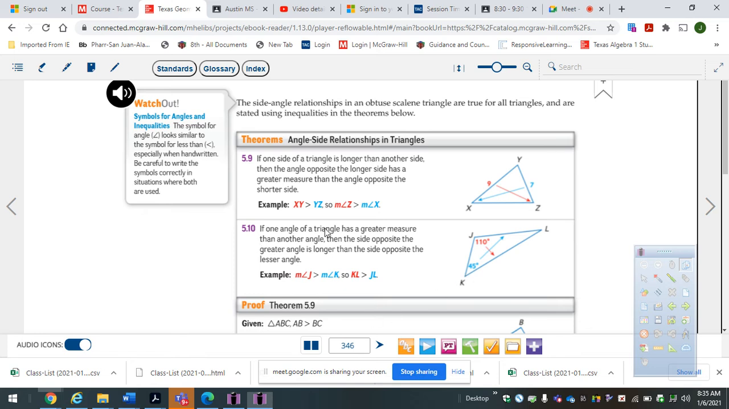If one angle of a triangle has a greater measure than another angle, then the side opposite the greater angle is longer than the side opposite the lesser angle. I had to read it right, sorry.